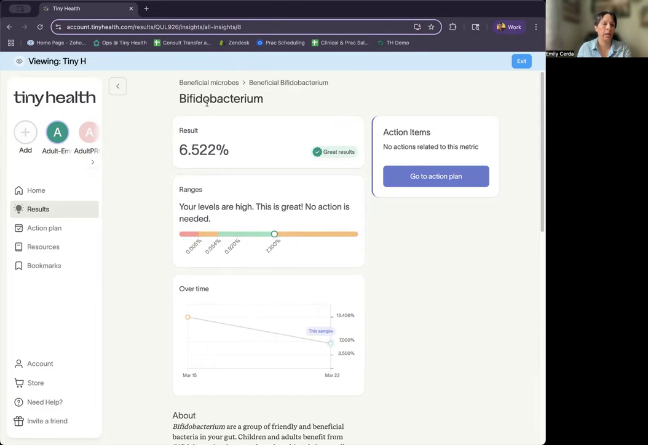Bifidobacterium also, I like to talk about it colonizing. So if this person had a result here and we needed to build the population in the gut so that it did take up space in that bossy manner, we would need to use a prebiotic alongside the Bifido probiotic in order to help that population grow and establish.